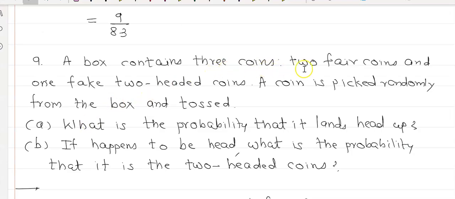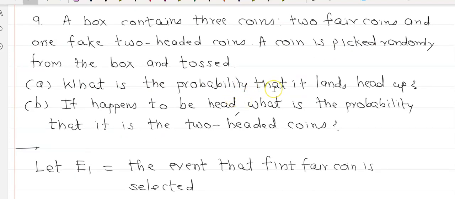A box contains 3 coins: 2 fair coins and 1 fake 2-headed coin. A coin is picked randomly from the box and tossed. What is the probability that it lands up head? And if it happens to be head, then what is the probability that it is a 2-headed coin?